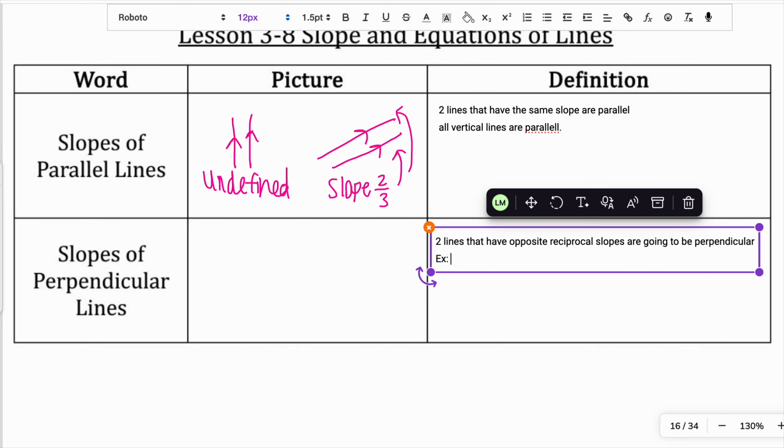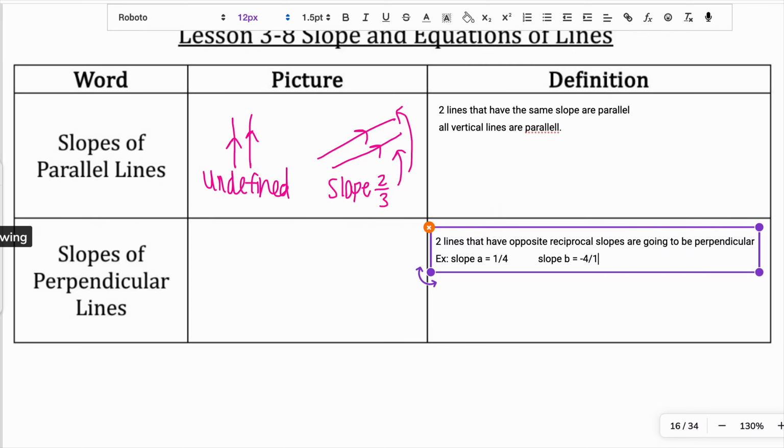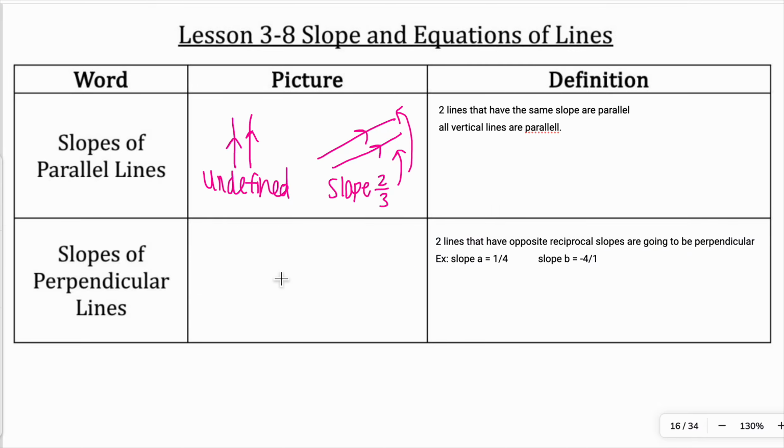Say, for example, we have one line, slope A is equal to 1/4, and then slope B is equal to -4/1. So notice that we have just taken that fraction and flipped it around and also made it your opposite reciprocal. So say, for instance, we have these two slopes. Let's say this one is 4/5, but then this slope right here is -5/4. That is going to prove that those two lines are perpendicular.